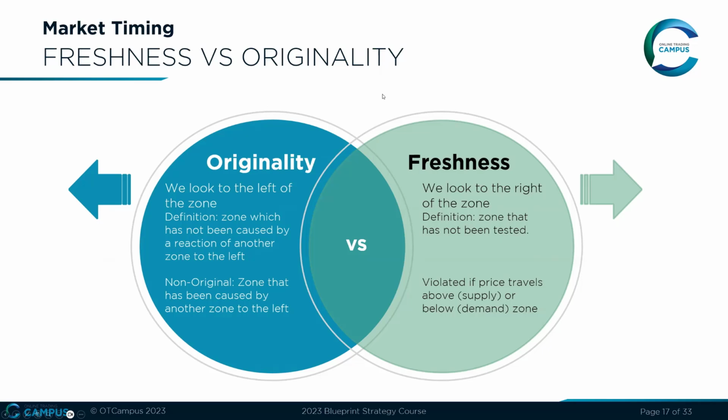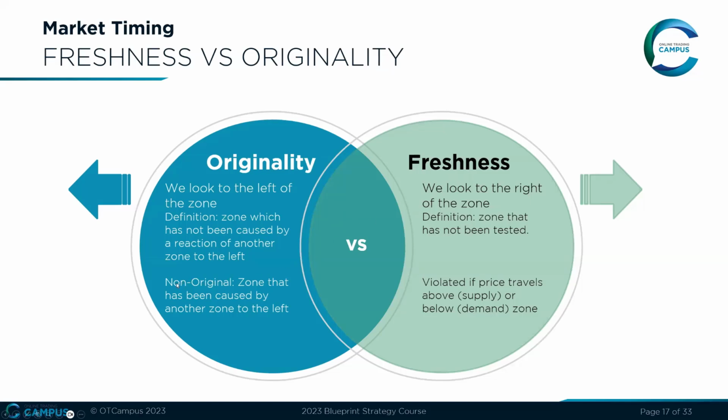So freshness versus originality. Freshness, as we understand, is we look to the right of the zone that we identified, and our rule is that the zone cannot be tested. Originality is we look to the left of the zone, and what we're checking is whether that zone or that level that we've identified has been caused by, or is a reaction of, another level to the left. So the question that we're asking is, where is price coming from? Or in other words, has another zone to the left created the zone that we identified as fresh that we're currently looking at?